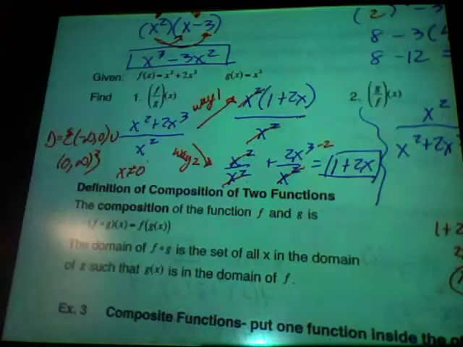Then we're going to go to the definition of the composite of two functions. So look at this down here.